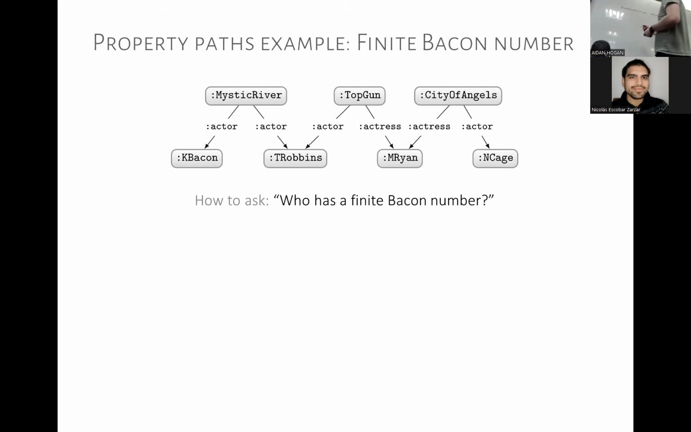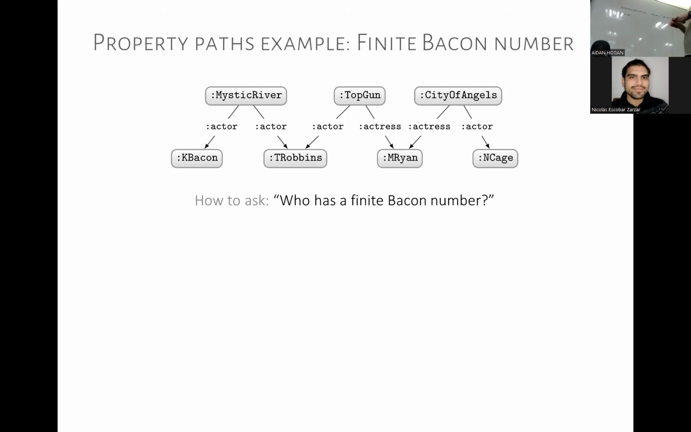So we're going to try this one again. So we have Kevin Bacon, and we would like to query, to use a property path to get from Kevin Bacon to Tim Robbins, Meg Ryan, Nicolas Cage, and so forth. Any suggestions on where to start?